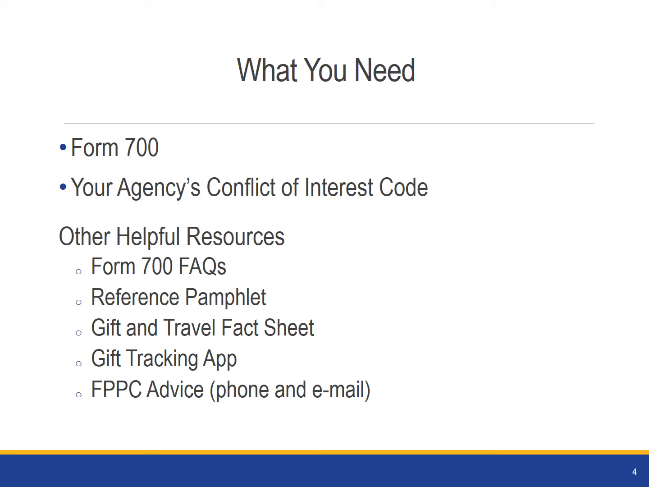Unfortunately, only filers whose agencies have purchased an e-filing system have the option of filing electronically. As for the Conflict of Interest Code, you must request it from your filing officer. Hopefully she or he has already provided you with it. The remaining bullets on the slide show other resources that you may find helpful when completing the Form 700.